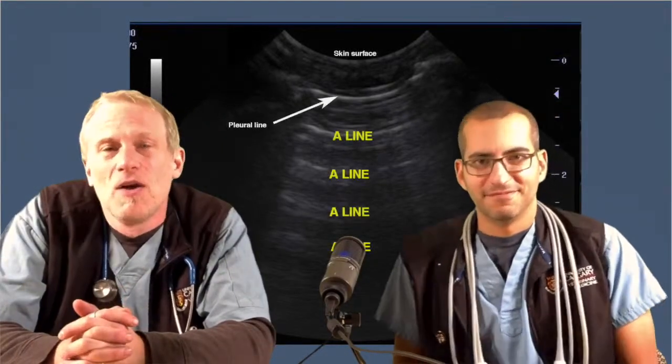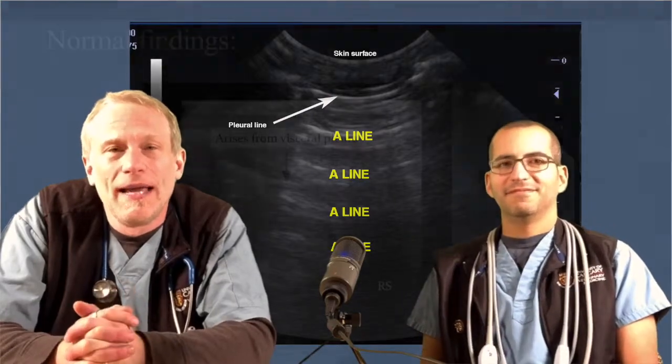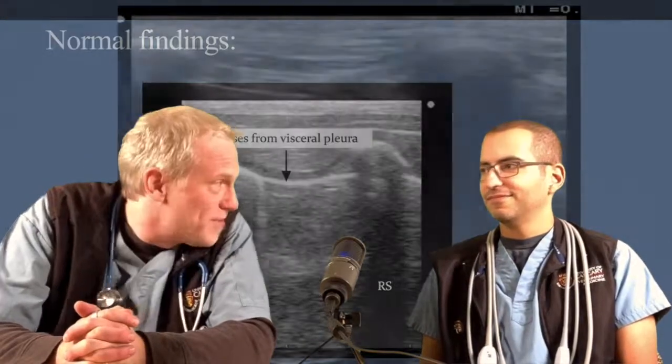Thus concludes our normal lung anatomy when we're doing thoracic ultrasound: what our anatomic structures are, A lines, B lines, and the curtain sign. Awesome.